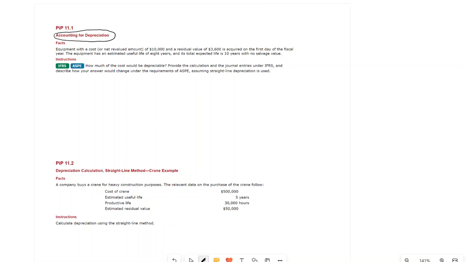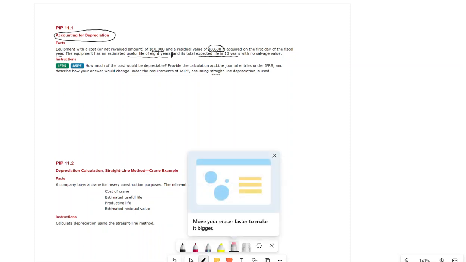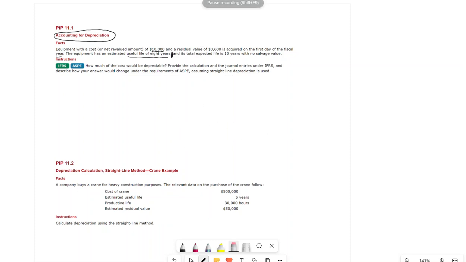It says equipment with the cost of 10,000 and a residual value of 3,600 is acquired on the first day of the fiscal year. So it's the first day of their fiscal year. The equipment has an estimated useful life of 8 years and expected life of 10 years with no salvage value. So when you have a useful life of 8 years, there is a salvage value, and if you take the asset to expected life, there is not going to be any salvage.